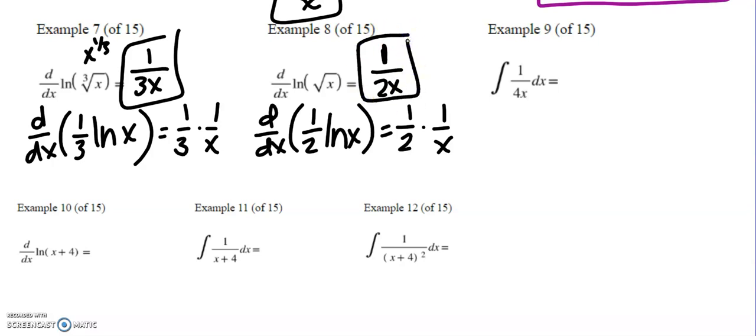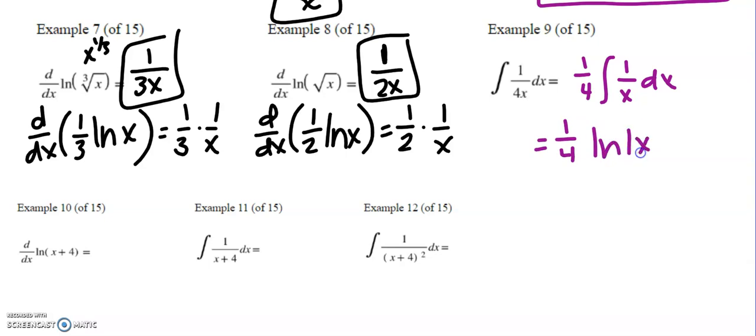All right, well then let's think about this antiderivative. We have the antiderivative of 1 over 4x. I can take out a 1/4. So now when I take the antiderivative, I get 1/4 the natural log of the absolute value of x plus c. And then the final result could be written as the natural log of the 4th root of x plus c.